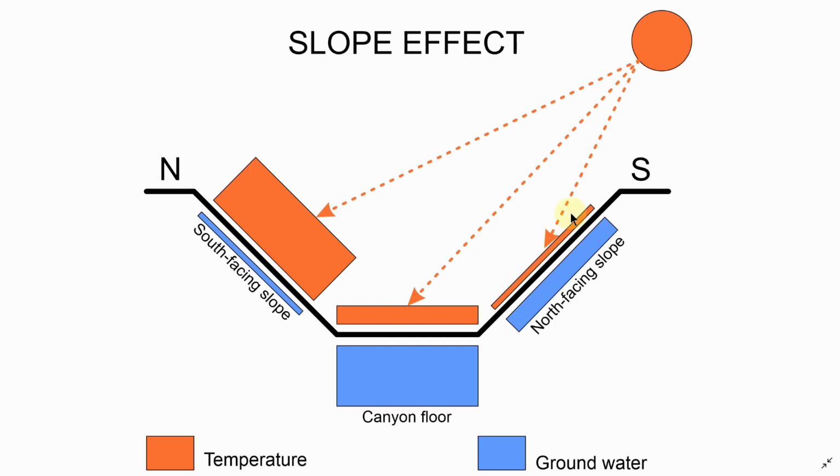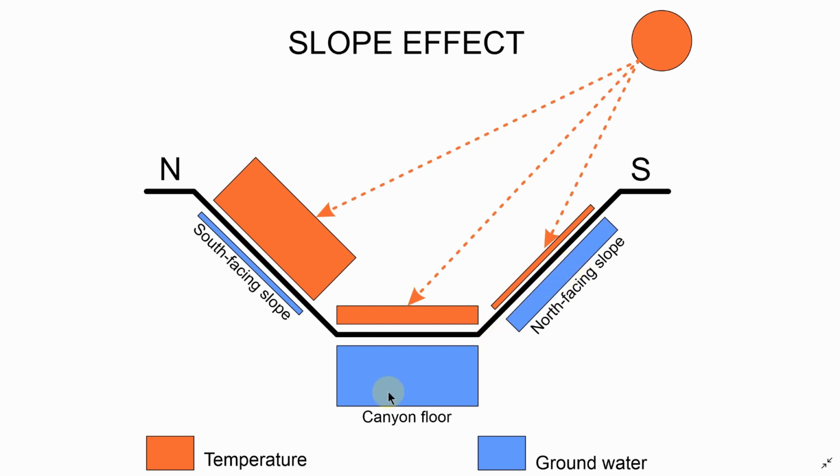So it has the least intense sunlight, the lowest temperatures compared to the other two locations, plus that means that they have the lowest evaporation rate. So that helps explain why there's more water in the ground over here as compared to the amount of water in the ground over on the south-facing slope.